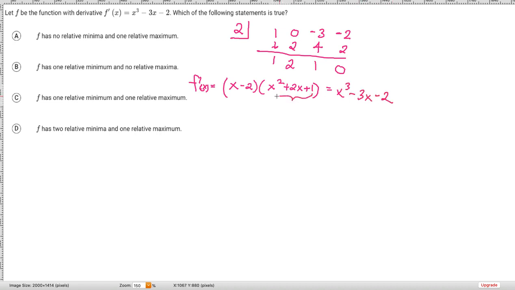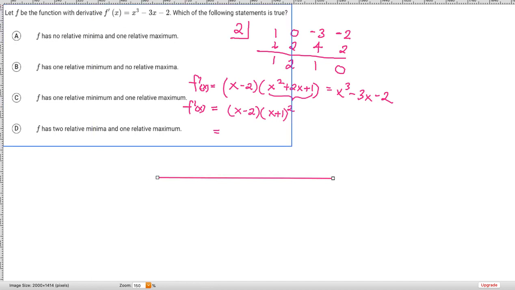And then if you look at this quadratic, what multiplies to 1 but adds to 2? 1 times 1 equals 1, and 1 plus 1 equals 2. So this whole derivative factors as follows: I have x minus 2 times x plus 1 squared. And now I can tell what the zeros are. Again, if you can't do this, you could just use the graphing calculator, and it will tell you what the zeros are immediately.